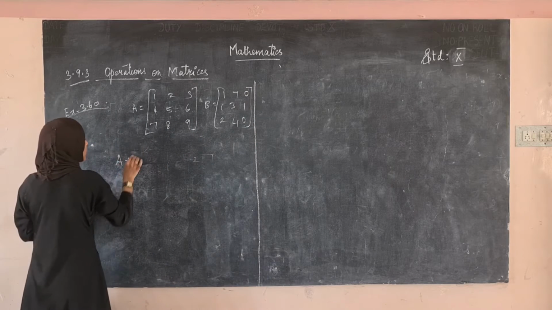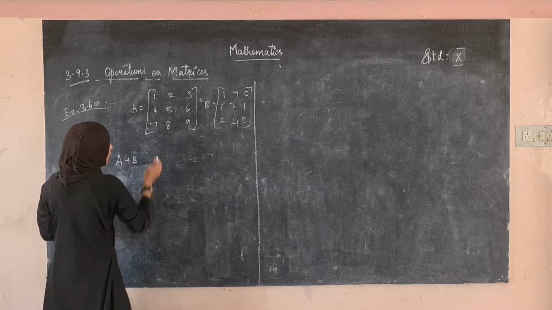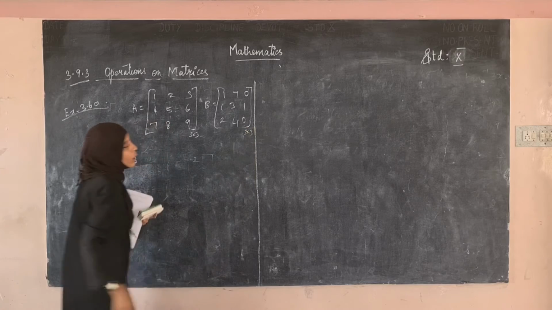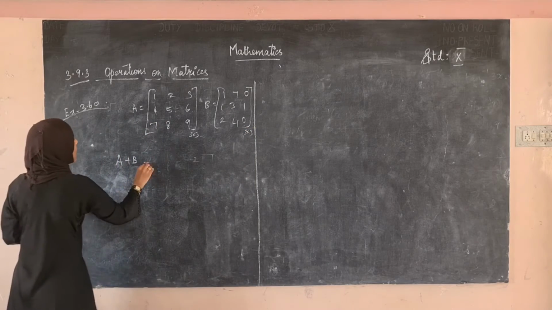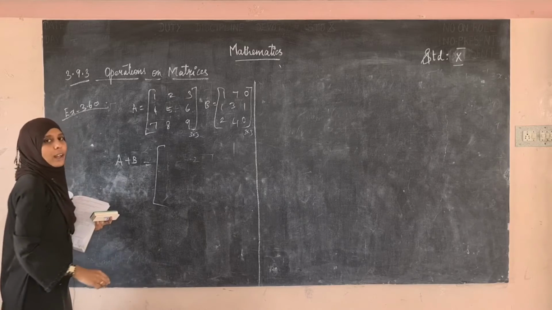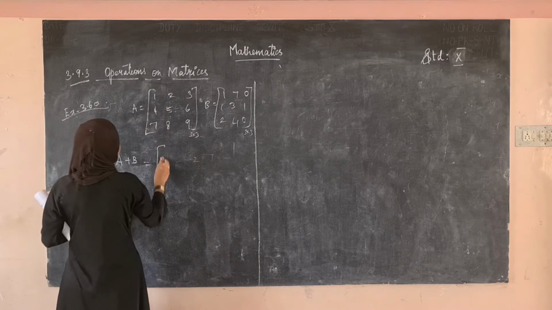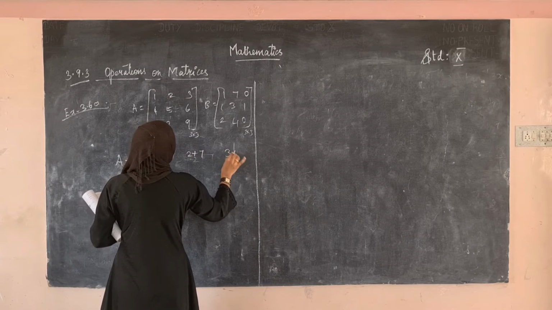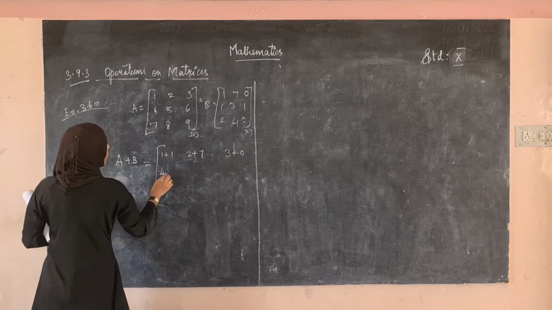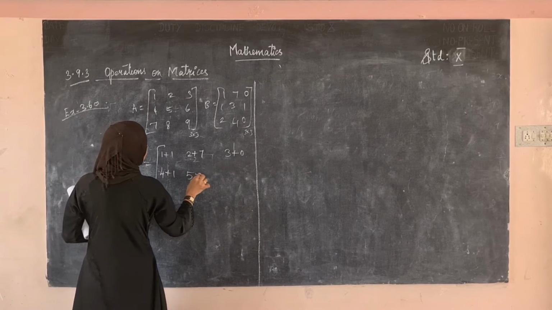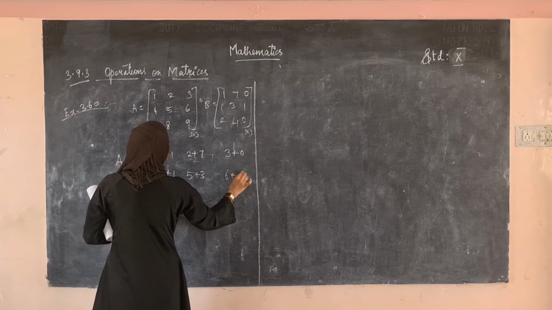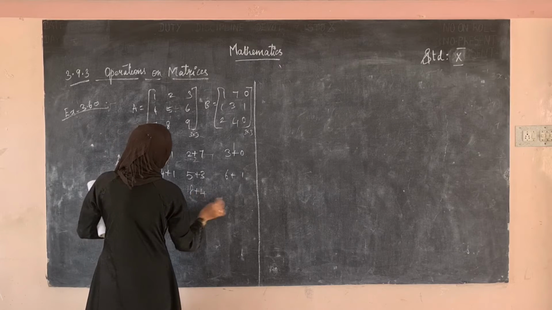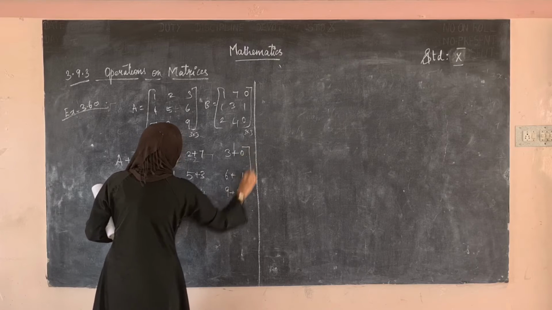Before finding A plus B, see the order of the matrix. This is 3 cross 3 and this is also 3 cross 3. Therefore, the addition is possible. Okay, A plus B. What we have to do? We have to add the corresponding elements. 1 plus 1, 2 plus 7, 3 plus 0, 4 plus 1 and the middle 5 plus 3, 6 plus 1, 7 plus 2, 8 plus 4, 9 plus 0.